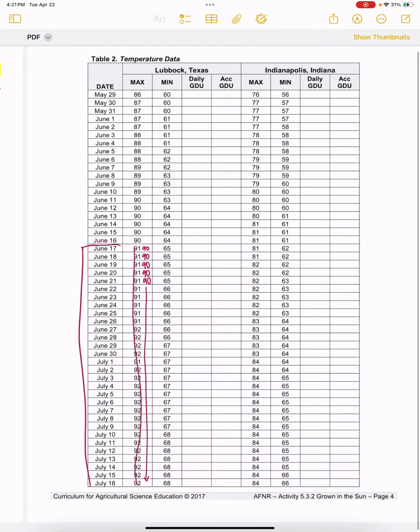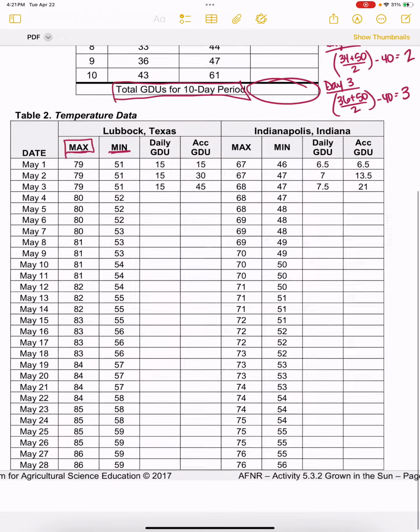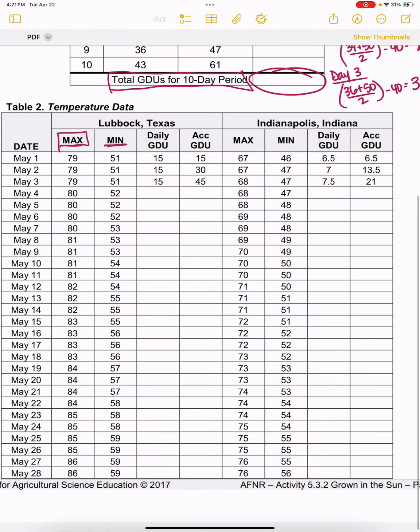90 degrees. So I have split you guys up, and the substitute has those assignments. Half of you are going to be completing the calculations for Lubbock, Texas. The other half of you are going to be completing the calculations for Indianapolis.